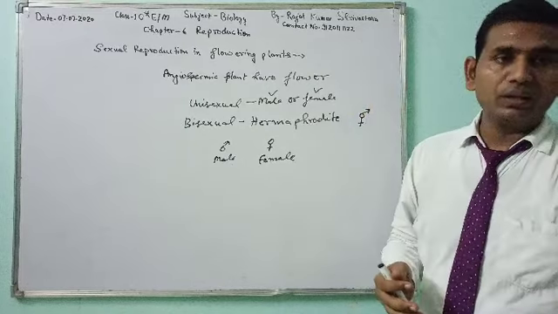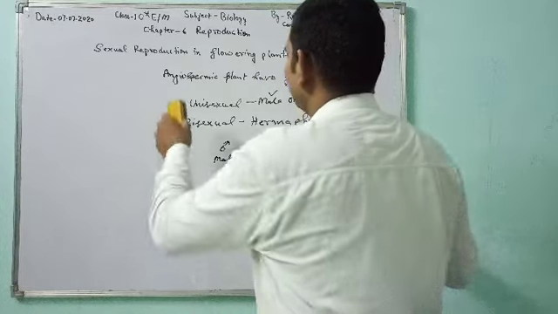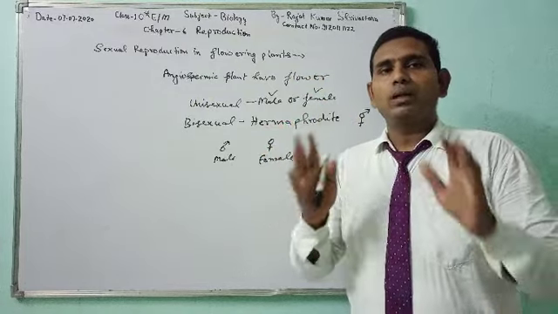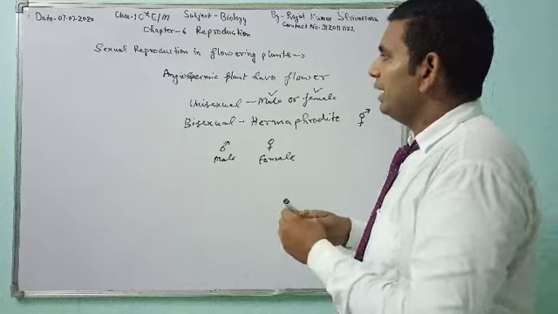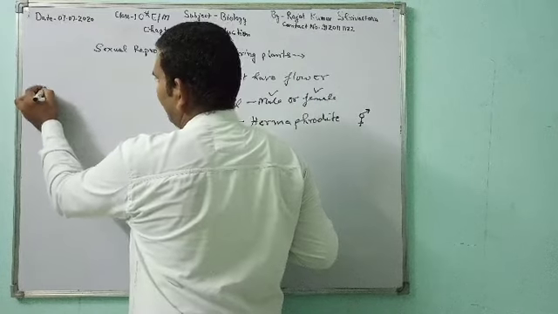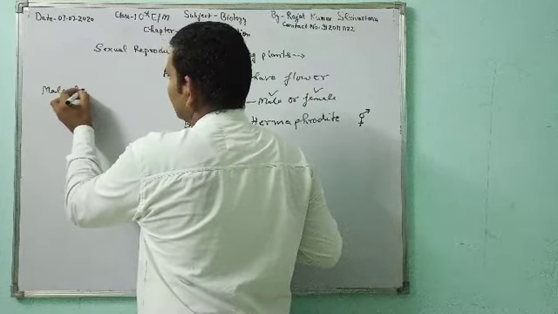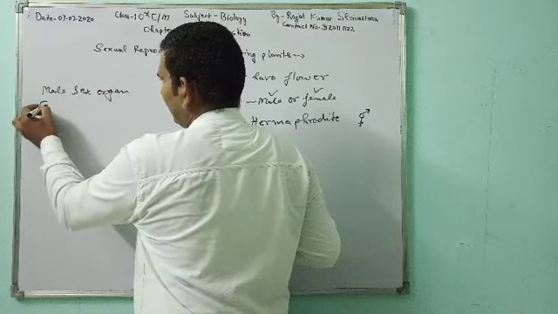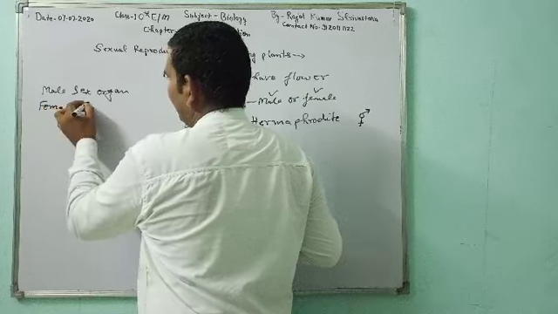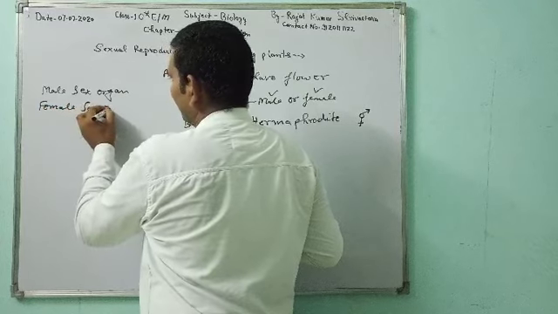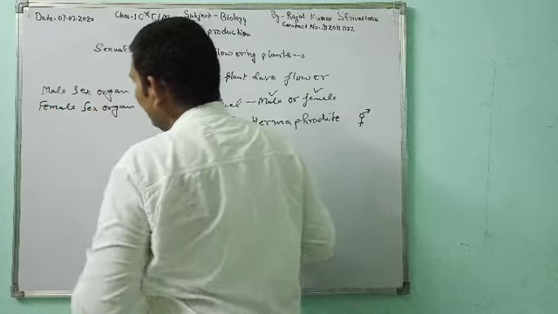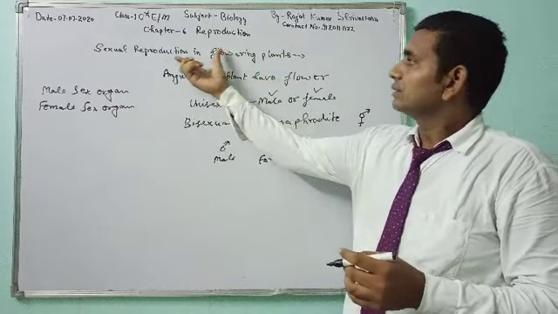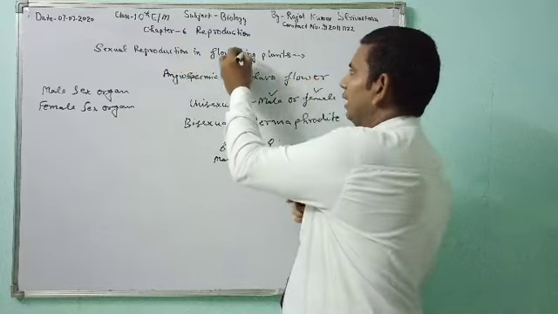Sexual reproduction is the fusion of male and female gamete. So the plant contains male sex organ and female sex organ. So these are the important things for sexual reproduction in flowering plants.